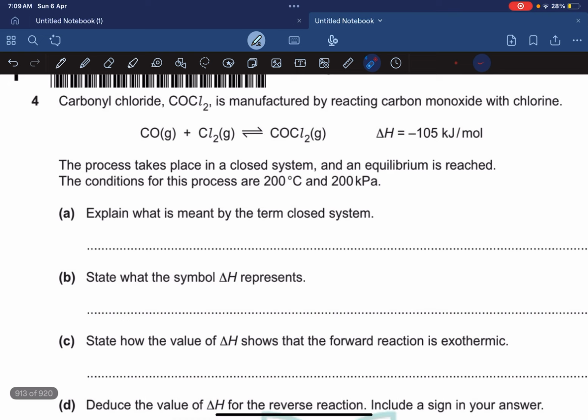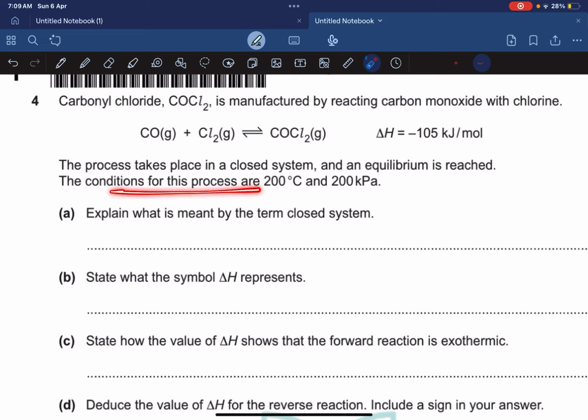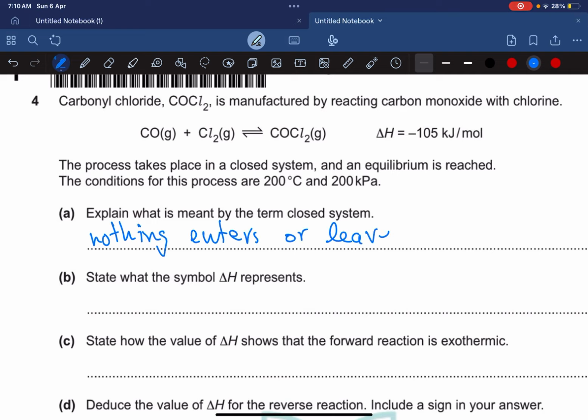The process takes place in a closed system. Closed system means that nothing is entering it or leaving it. It's a closed system and equilibrium is reached. The conditions for this process are 200 degrees Celsius and 200 kilopascals of pressure. Explain what is meant by a closed system. Nothing enters or leaves the system.